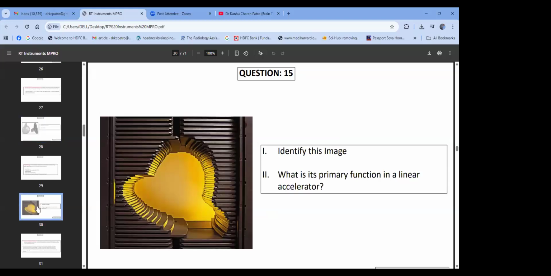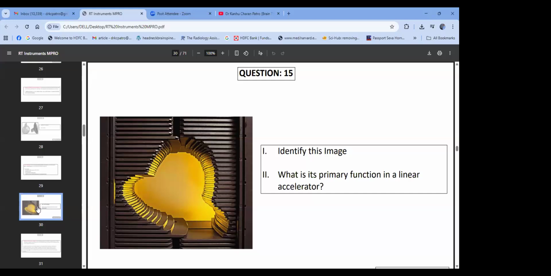So identify the image and what's the primary function in a linear accelerator. So this is a multi-leaf collimator. It is a beam shaping device in a linac and is composed of multiple individual tungsten leaves that can move independently to conform the radiation beam to the shape of the tumor. The primary function is to provide dynamic and precise beam shaping, allowing for conformal treatment in IMRT and VMAT. The dose distribution is highly conformal, it better matches the 3D shape of the tumor and reduces the OAR doses.